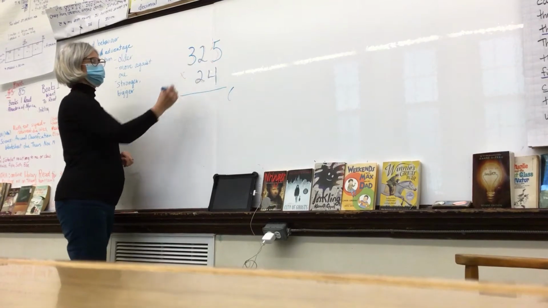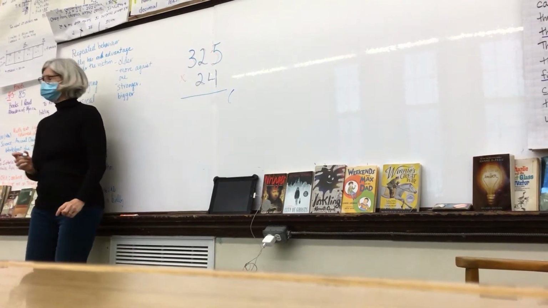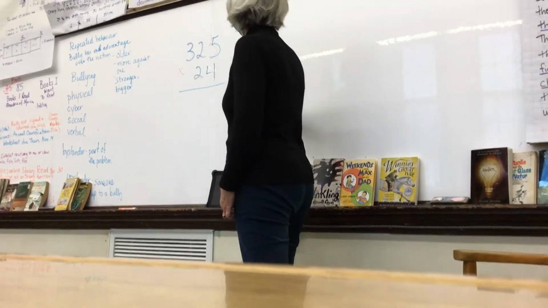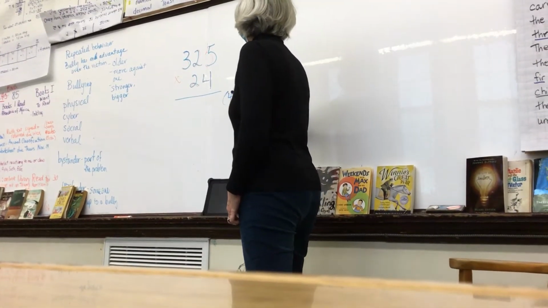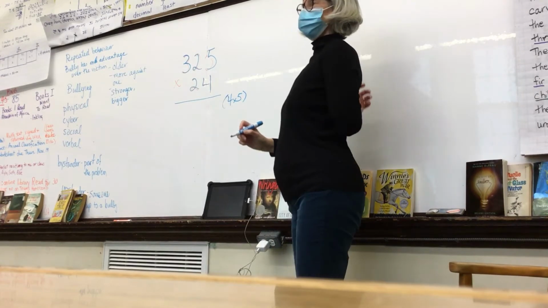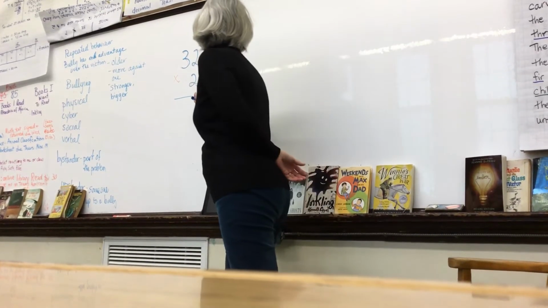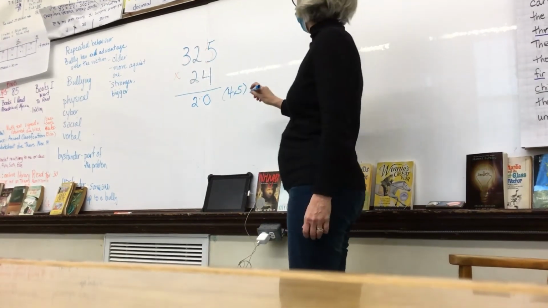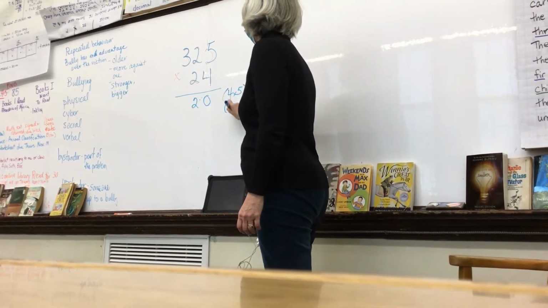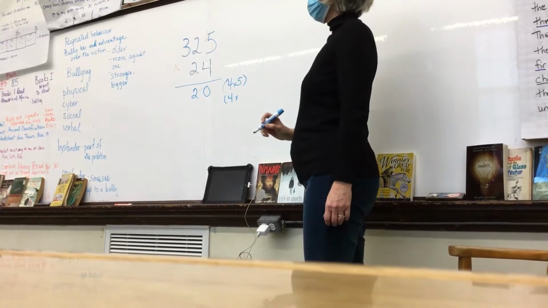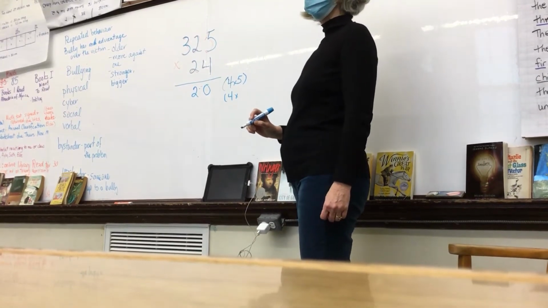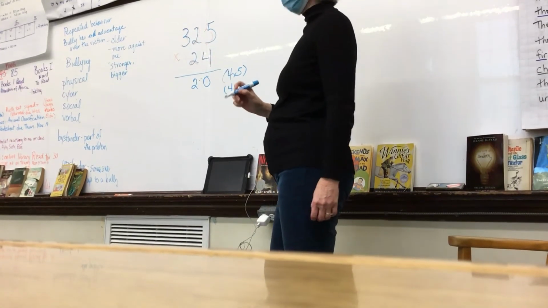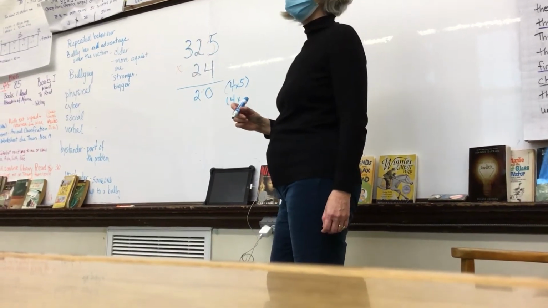So if I've got 325 times 24, I'm going to first multiply by my ones, so 4 times 5, which is how many? 20. And I'm going to write down what that whole value is in the right place value. The next thing I'm going to do is multiply 4 times what? 2. Yes, and the 2 is in what place? In the 10, so 2 tens is equal to what?